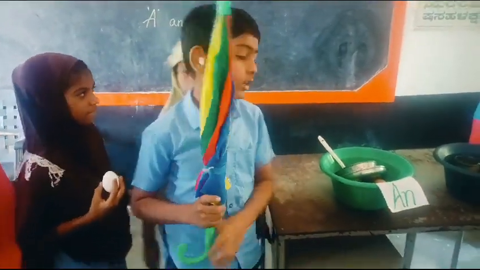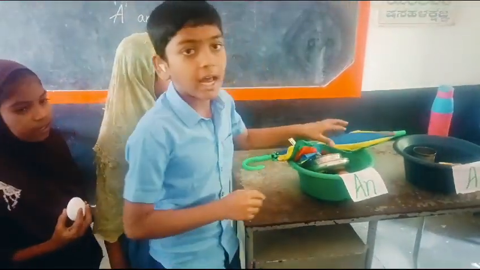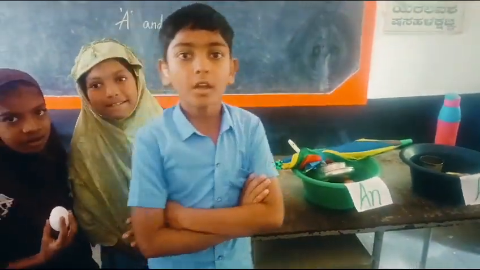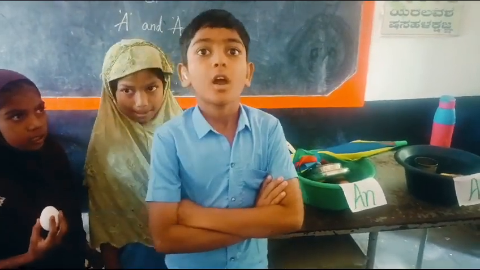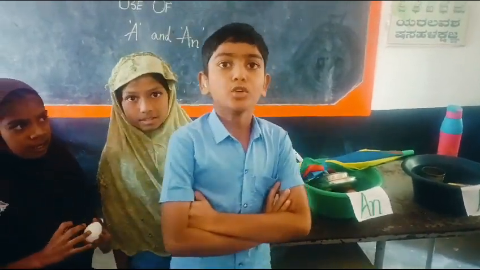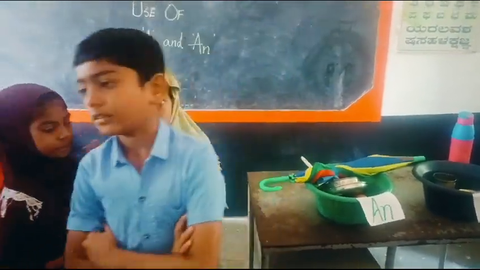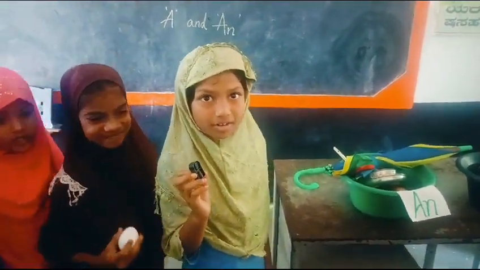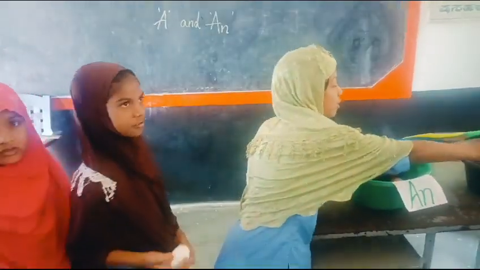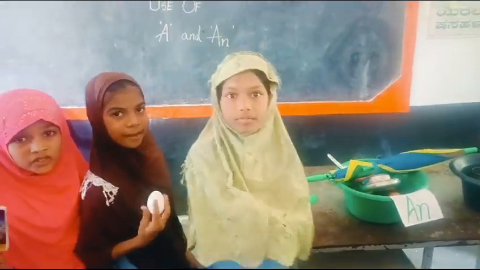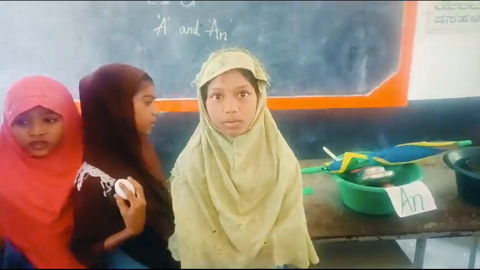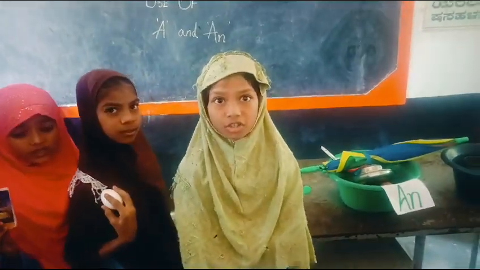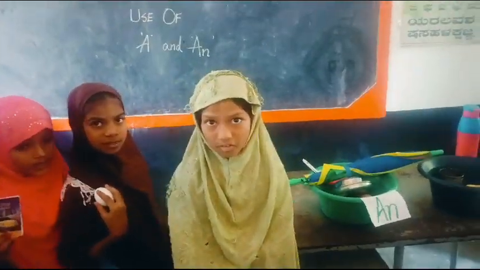What is this? Umbrella. Put in the box. And umbrella. Why are you putting it in an box? Because U is a vowel. U is a vowel, yes. What is this? Sharpener. A sharpener. Why are you putting it in a box? Because S is not a vowel. Yes, good.